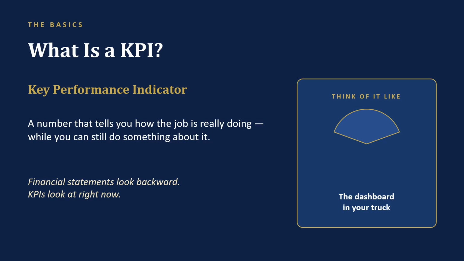KPI stands for Key Performance Indicator. Strip away the jargon, and a KPI is just a number that tells you how the job is really doing, while you can still do something about it. Here's the difference that matters. Your financial statements look backward. They tell you what already happened. A KPI looks at right now.